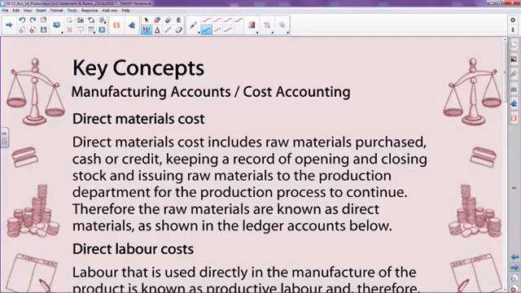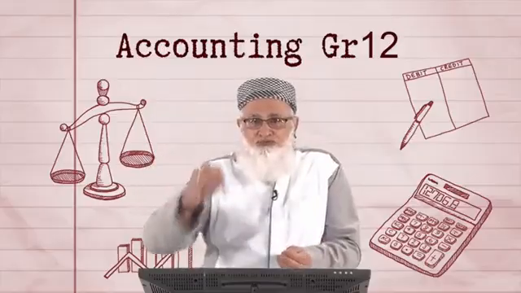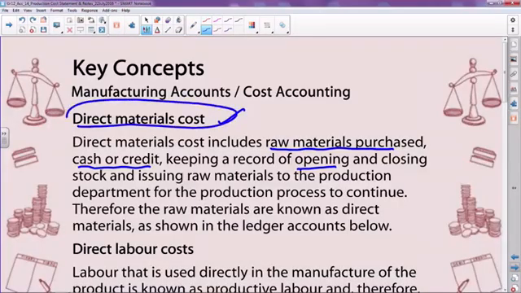Number one, when dealing with direct materials, what are we referring to? Direct material costs would include all the raw materials purchased, whether for cash or on credit, taking into consideration the raw materials on hand at the beginning of the year, as well as your raw materials at the end of the year. What is it that we want to calculate? We want the figure of the raw materials that have been issued for production. In other words, the value of the raw materials actually used in the factory to produce the goods we're looking at. This is what we call the direct materials cost component.